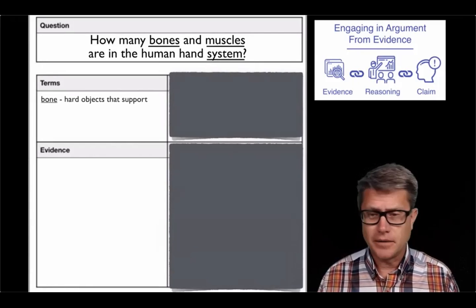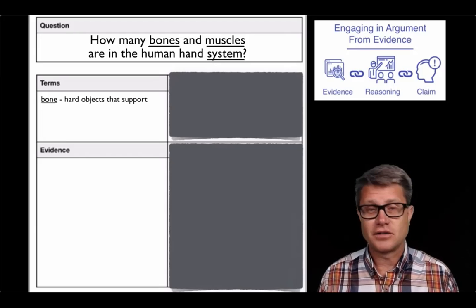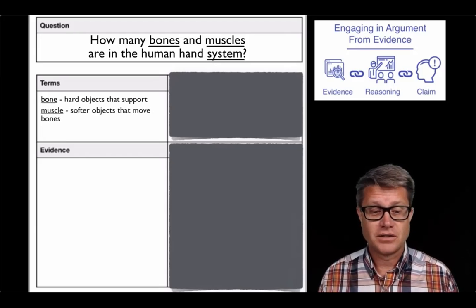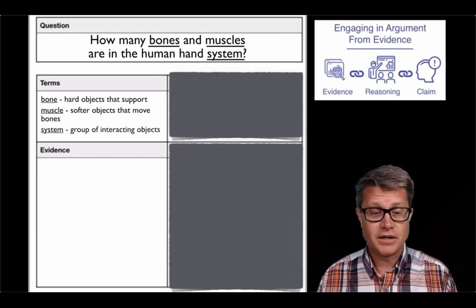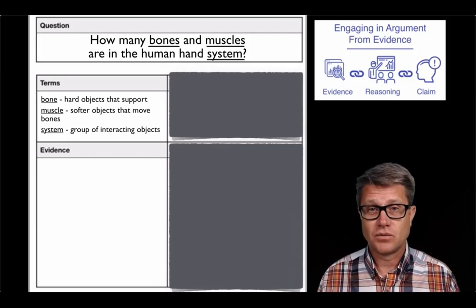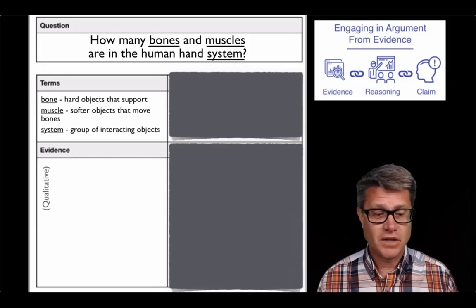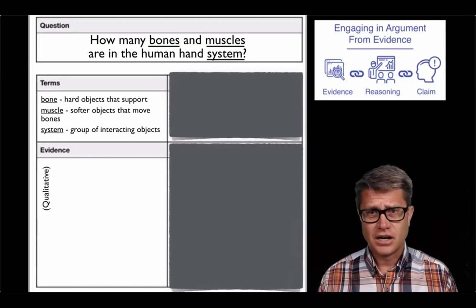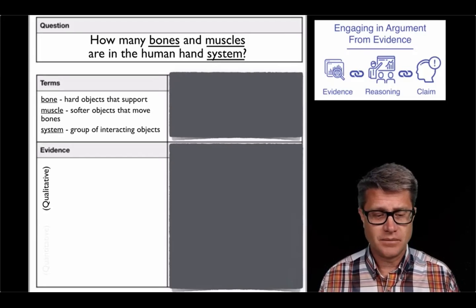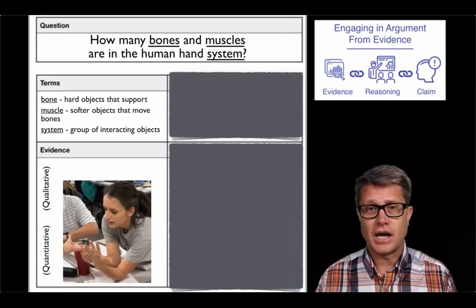So maybe we say, as a class, that bones are going to be hard objects inside the body that support. And maybe a muscle is going to be softer objects that move the bones around. And maybe we'll define a system as a group of interacting objects. Once we have that, then you as a teacher let them go. You maybe give them an indication that evidence is what you see, what you're sensing, or what you're observing, not necessarily seeing. And that evidence could be qualitative or quantitative, but then you just let them go and they're going to gather that evidence.